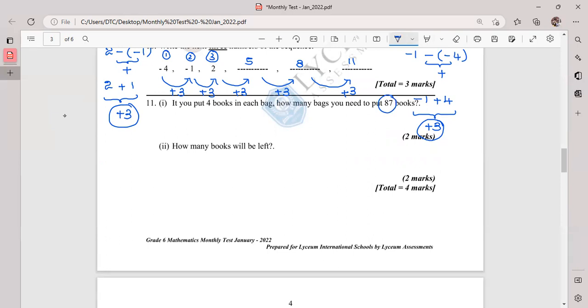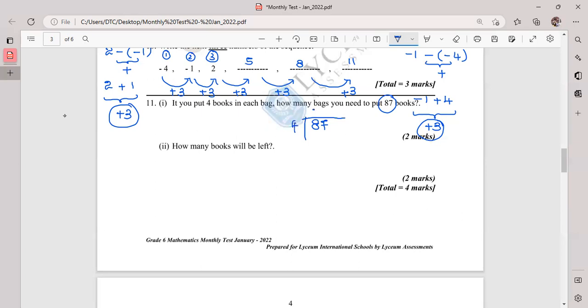So then 87 books are there on the table and you take 4 books and keep them in one bag. Close that bag and keep it aside. Again, you take 4 books and put them into another bag and close the bag and keep it aside. And again, you take 4 books from the table and put them in another bag and close it, right? You do it like this. How many bags can you have? How do you find it, children? You divide 87 by 4.